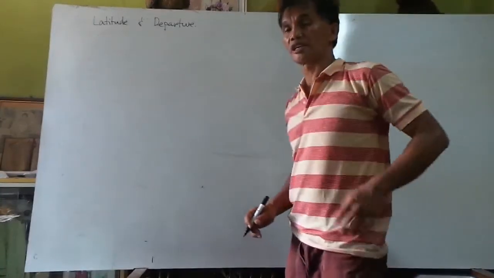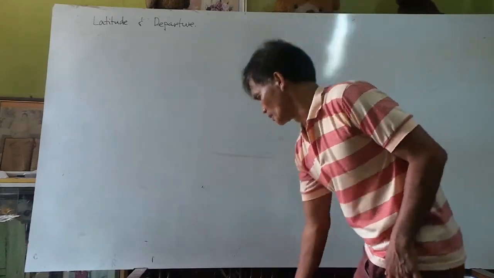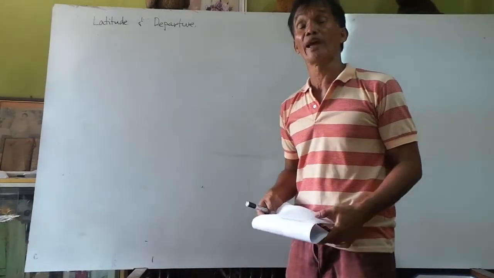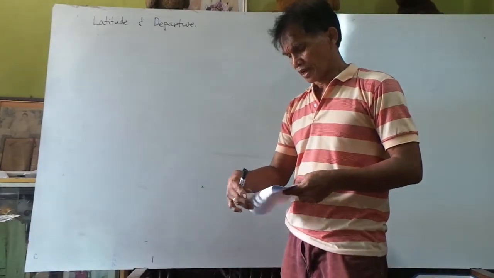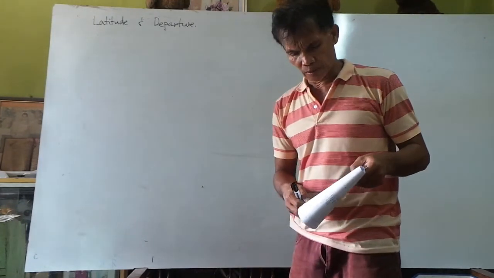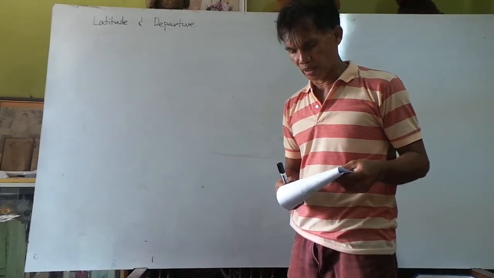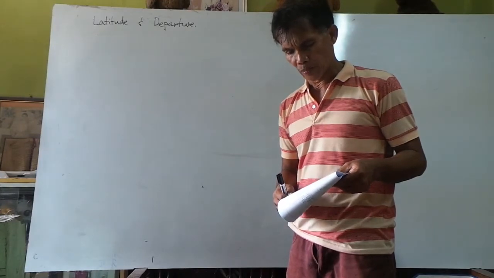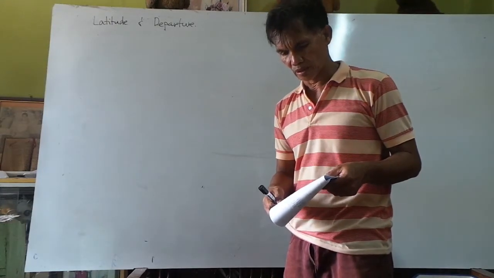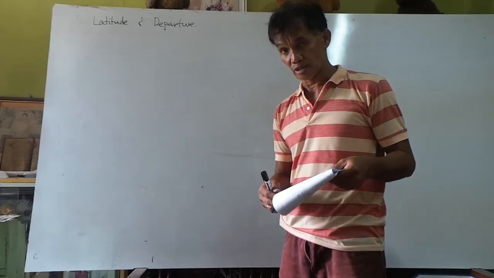Okay, we will now discuss the latitude and departure of any particular line. From the definition that we have, the latitude of any line on the survey is defined as the projection on north and south lines. It may be called a north or positive latitude, or a south or negative latitude.